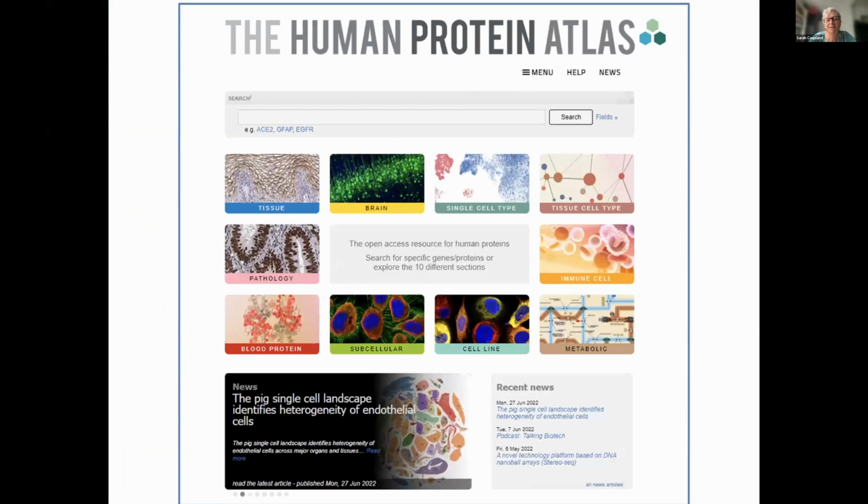So in Sweden, the Human Protein Atlas was first designed. It's a fantastic resource which combines all sorts of information regarding immunohistochemistry, Western blotting, and also all of the information regarding mass spectrometry. This is a resource which is continually being updated and provides tremendous information for all scientists.